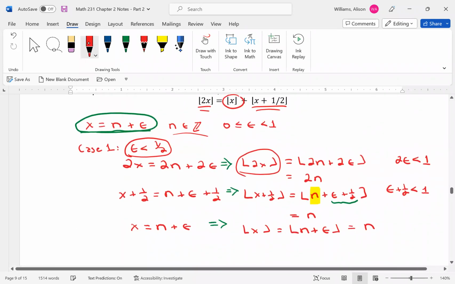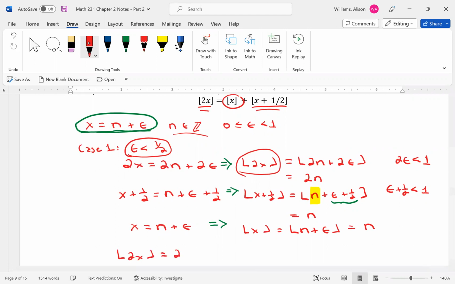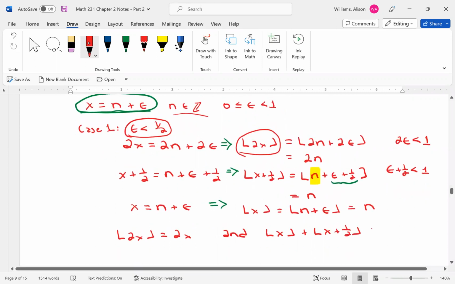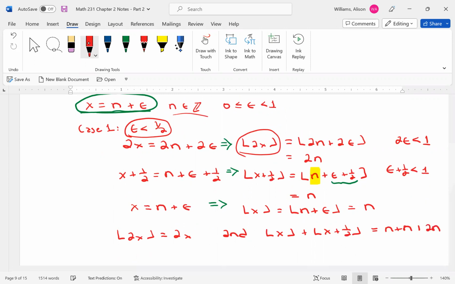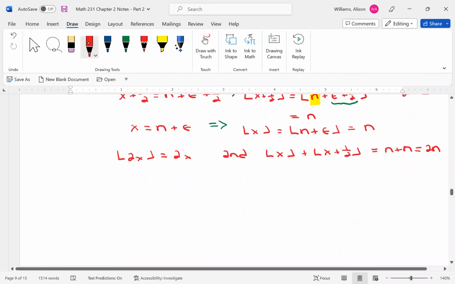So now we're ready to say that the floor function for 2x ends up being 2n, and the floor function for when you take x and add it to the floor function for x plus 1/2, that ends up also equaling 2n because both of those equal n. So they work. They're equal. That's when epsilon is less than 1/2. The problem is we also have to look at when epsilon is bigger than 1/2. Let me see if I gave myself enough space.